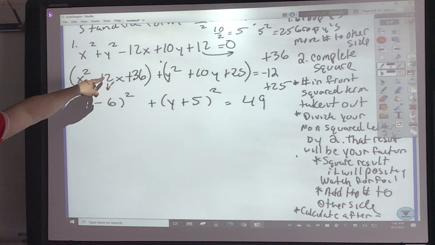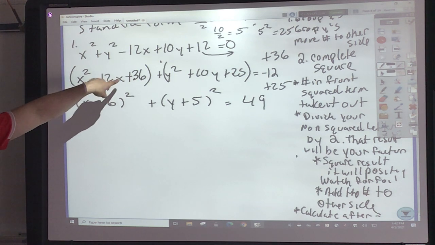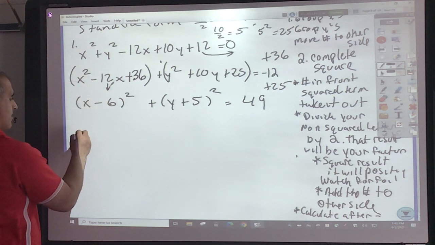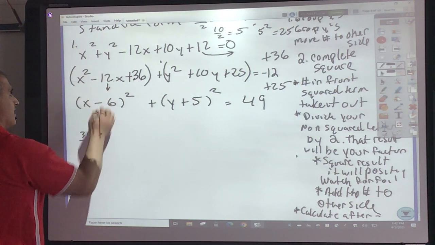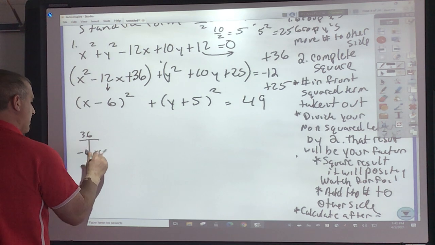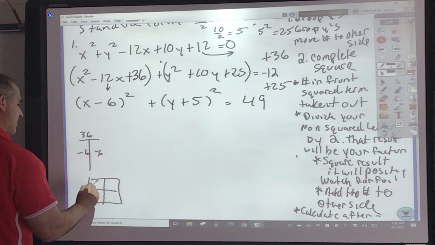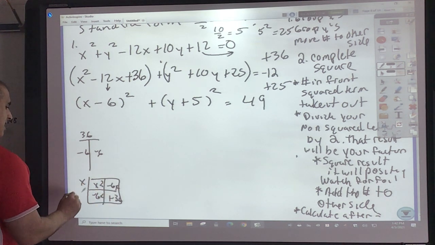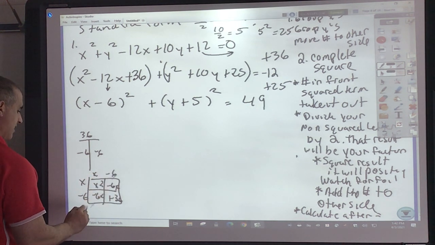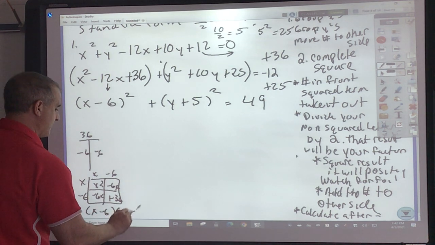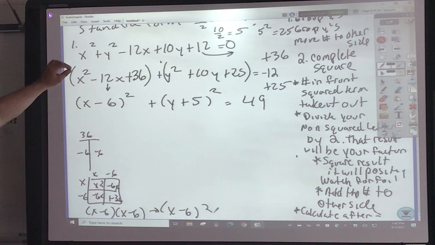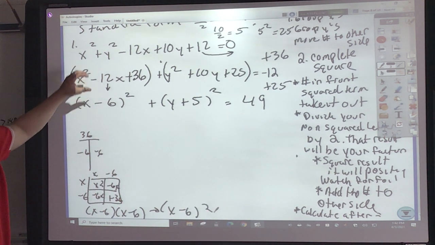If I were to do a factoring here, I would make the little chart. What are the factors of 36? That would be negative 6 and negative 6. And I would do the box, and what I would figure out is this would be x minus 6 and x minus 6, which is x minus 6 squared. So the shortcut of what you're doing in completing the square is you're getting this down to just a quantity squared.